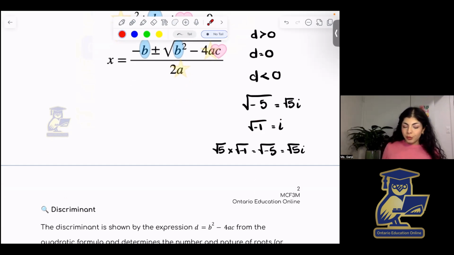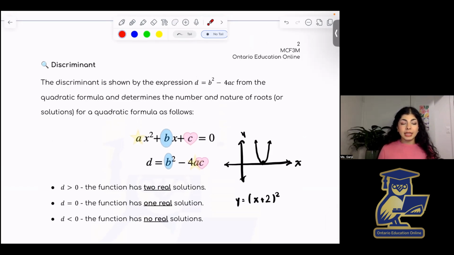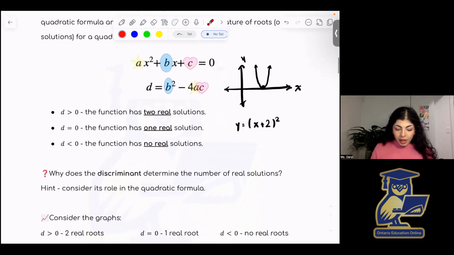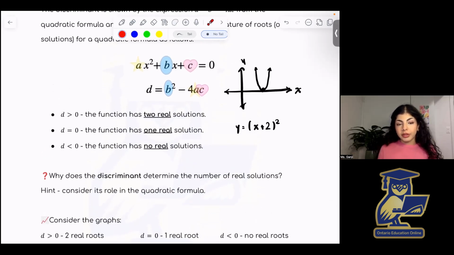So in math we can say that they have two solutions when D is less than 0, but they would just be two imaginary solutions. So that's why we just say no real solutions. And so the nature of the roots would also be whether they're real or they're imaginary.